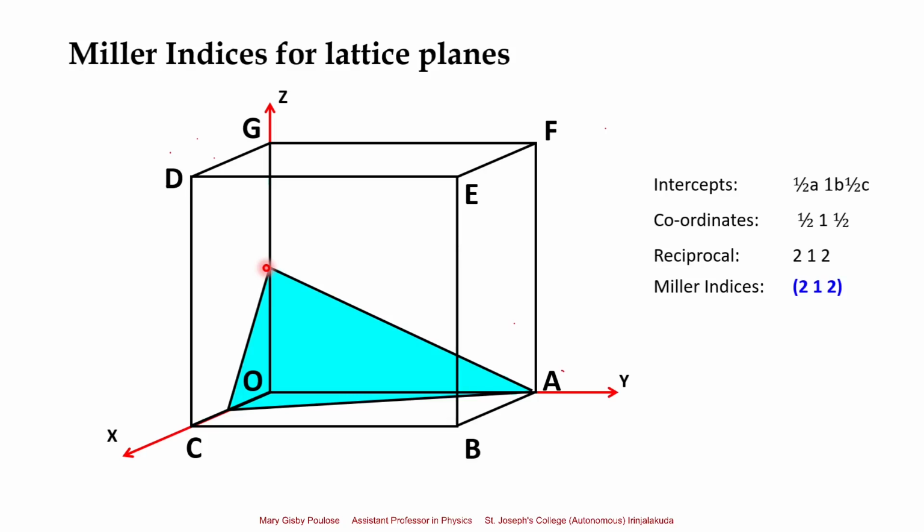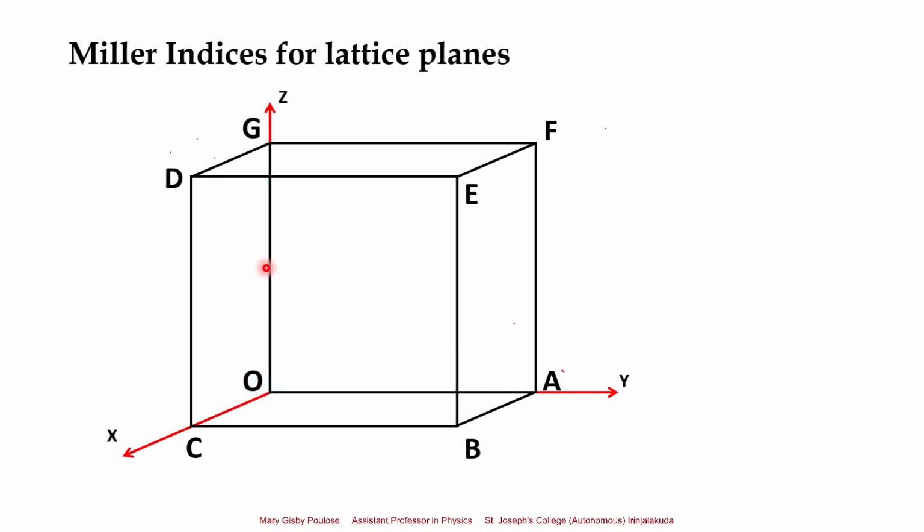In all these examples that we took, while taking the reciprocals, we did not have any denominators. If in any case you get a denominator, you should find the LCM to find the smallest integer.